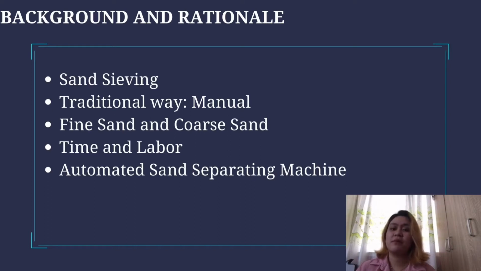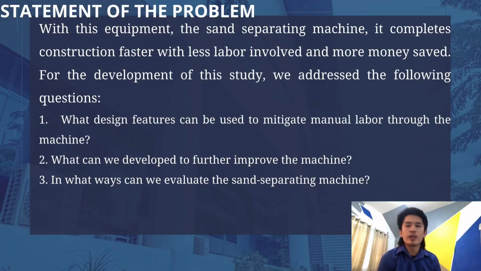This paper discusses the mitigation of labor through a sand separator machine, so that both manual labor and time are saved significantly. This machine will be activated by a sensor upon putting sand in the cylinder. As it rotates, it then starts separating sand that will be used in construction. Thus, this machine will help workers who are sieving with no machine mechanism. With a machine mechanism driven by sensor and power, it will reduce the time to sieve. With this equipment, the sand separating machine, it completes construction faster with less labor involved and more money saved.